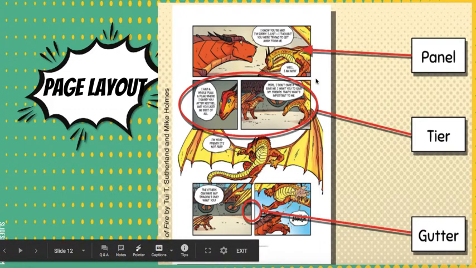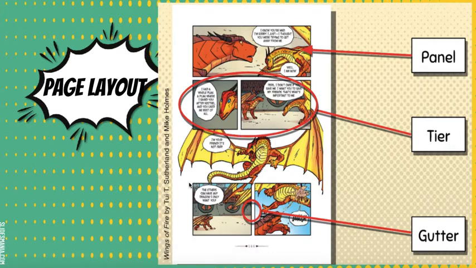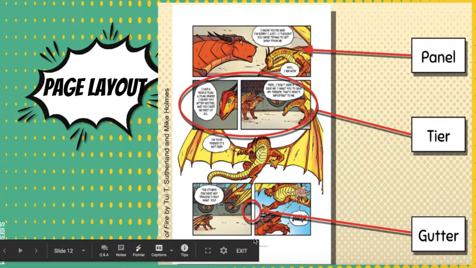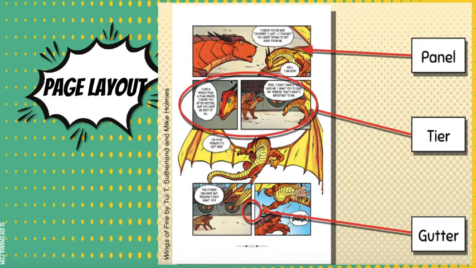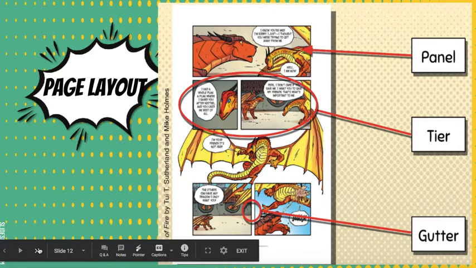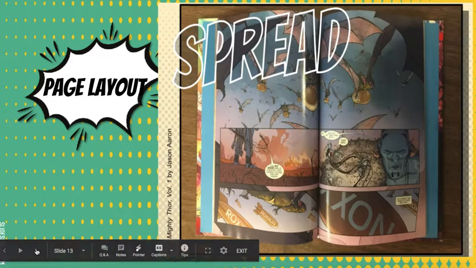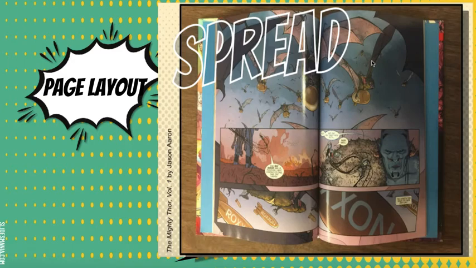The gutter is all this empty space in between the panels. So any part here on the inside of panels and around them is the gutter. So those are things that you need to know, basically the panels and the gutters that separate them. A spread is when you have a picture that goes across both sides of a page, the left side of the page and the right side of the page. That is a spread picture.